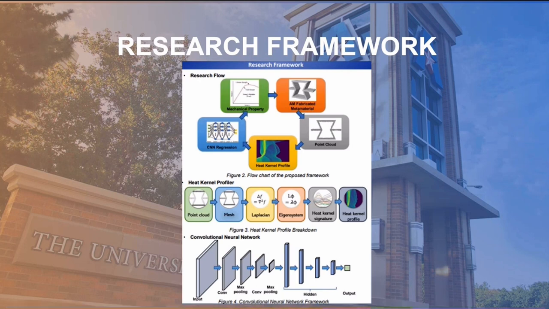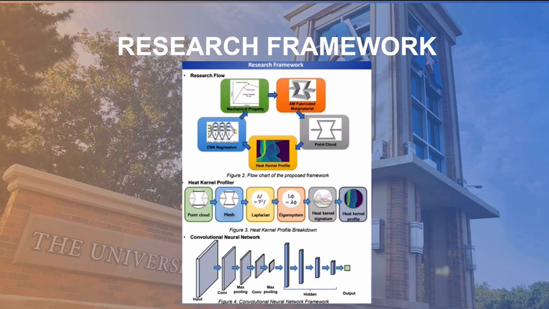For our research flow, we begin with the additively manufactured lattice structure and their imperfections. After this, we have the structure, we take it and send it through the point cloud where the 3D scanners capture its geometric details. We then use a heat kernel profiler to produce an image representation of those thermal signatures. The output image representation goes through the CNN model to generate a predictive value for Young's modulus.